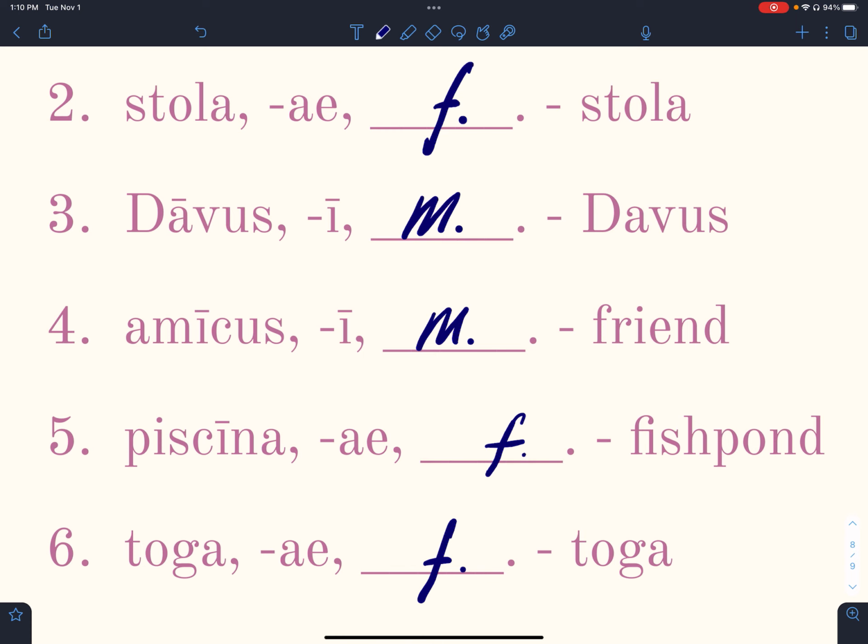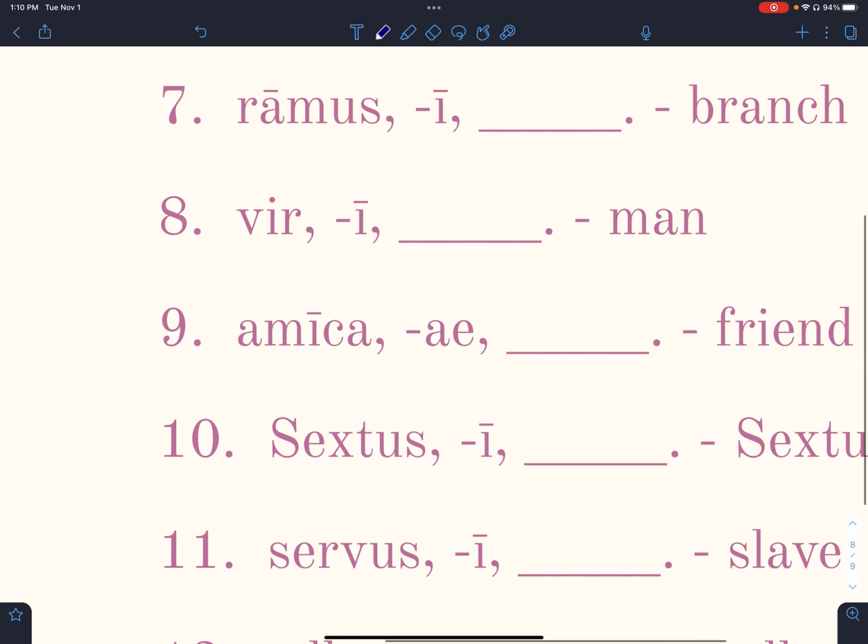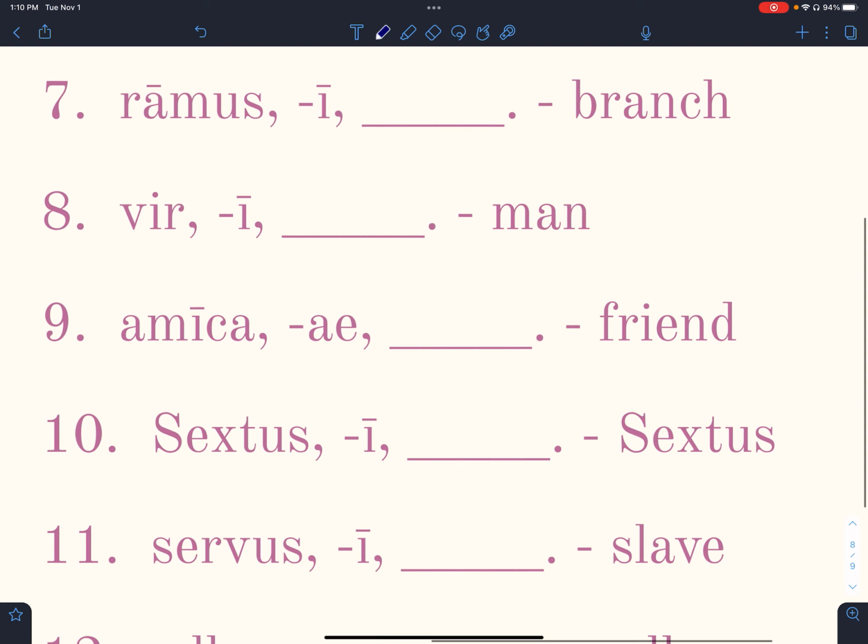Yes. Okay. All right, number 7, ramus, rami. Ramus, rami, follow the pattern. All right, what gender does that look like? Masculine. It's probably masculine, yeah. And indeed it is.